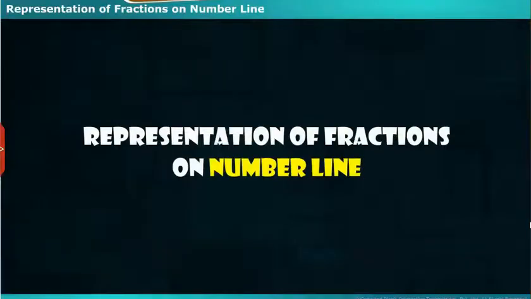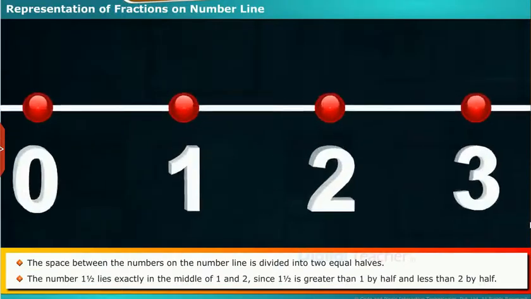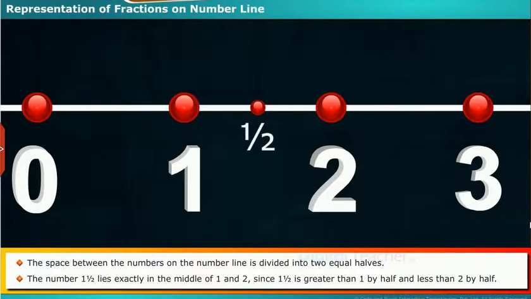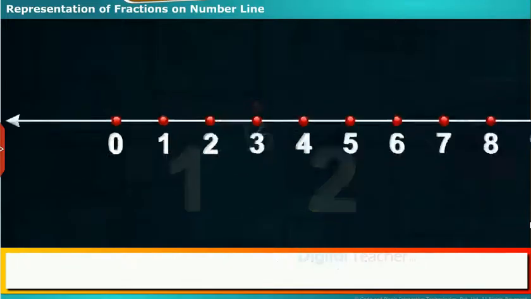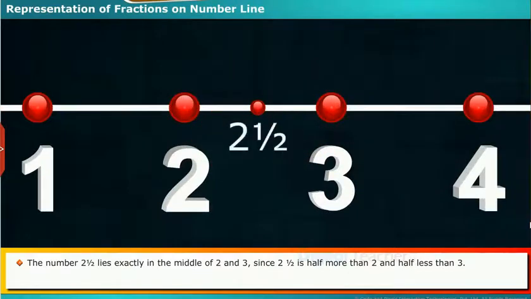Here, we are going to look at how the fractional numbers are represented on the number line. The space between the numbers on the number line is divided into 2 equal halves. The number 1.5 lies exactly in the middle of 1 and 2, since 1.5 is greater than 1/2 and less than 2/2. The number 2.5 lies exactly in the middle of 2 and 3, since 2.5 is half more than 2 and half less than 3.